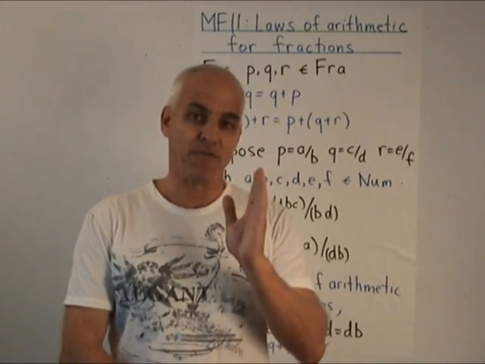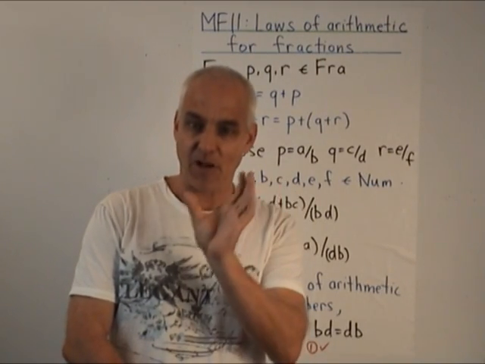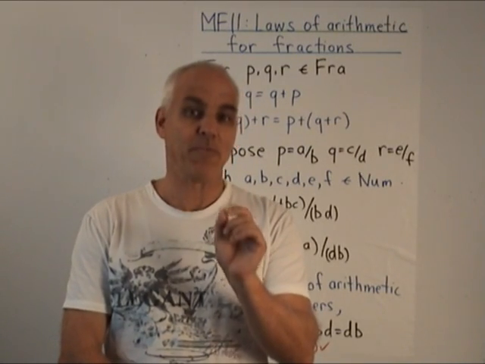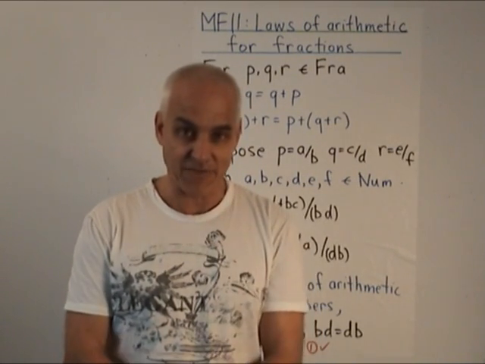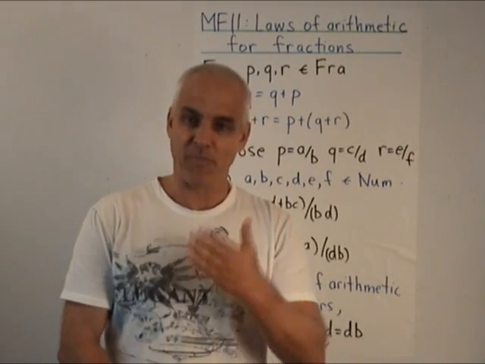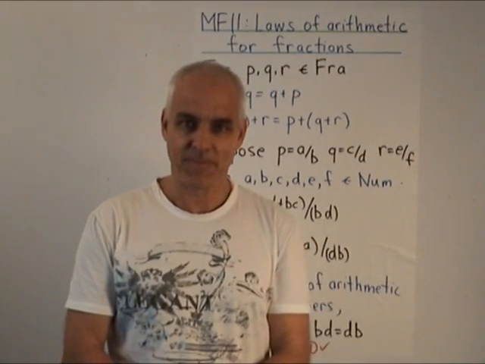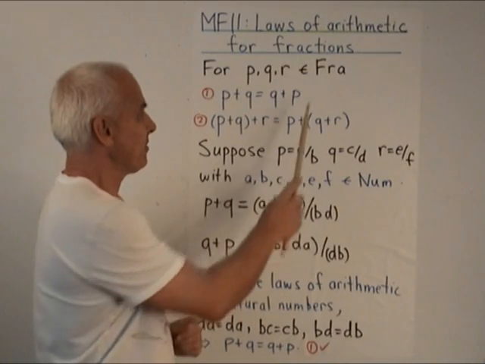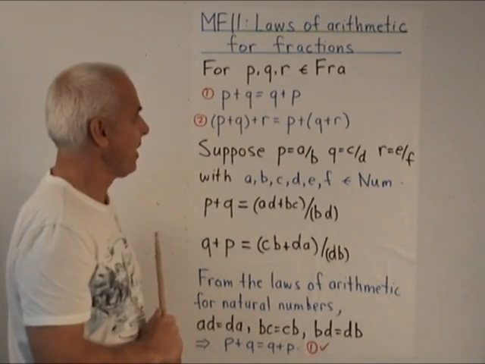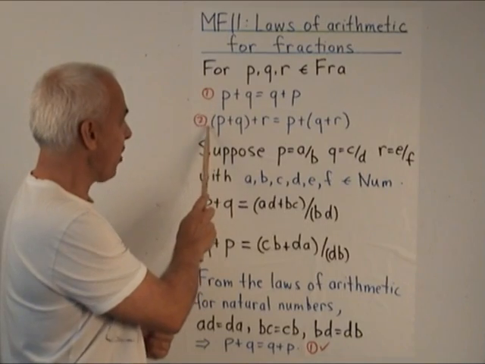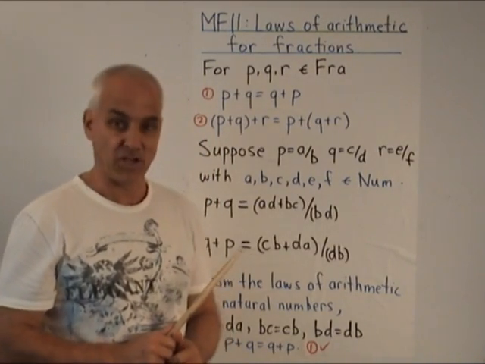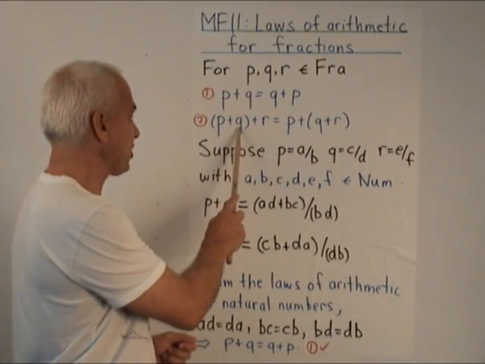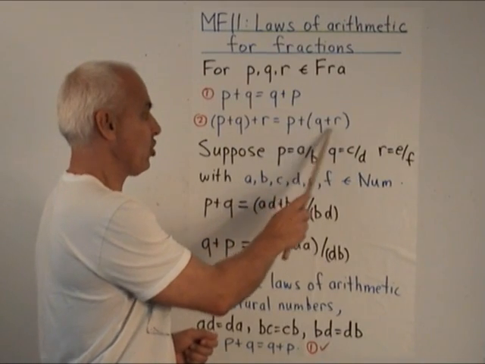And last time we introduced fractions and the basic arithmetical operations of addition and multiplication for fractions. Now we want to prove some of the basic laws that those operations satisfy. And they're exactly the same laws that apply for natural numbers. So here's the setup. We have P, Q, and R fractions, indicated by this notation. And we want to prove a number of laws, and the first two are the commutative and associative laws for addition. We want to prove that P plus Q equals Q plus P, that's the commutative law, and that (P plus Q) plus R equals P plus (Q plus R).